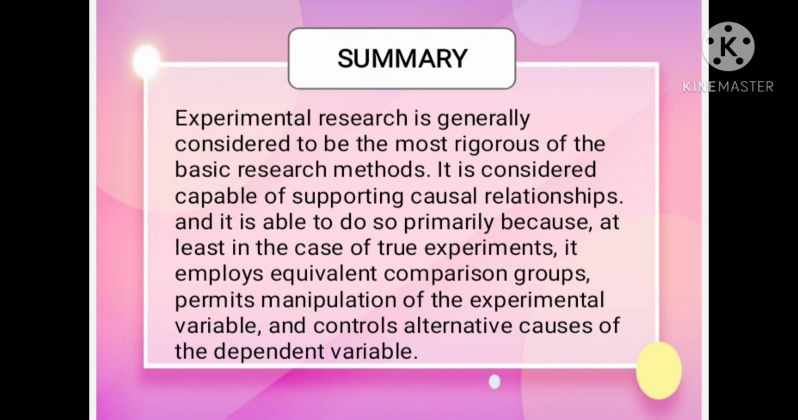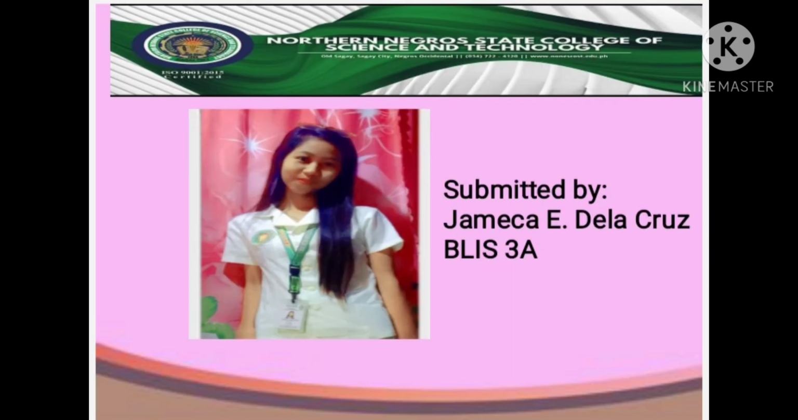We have learned that experimental research is generally considered to be the most rigorous of the basic research methods. It is considered capable of supporting causal relationships, and it is able to do so primarily because, at least in the case of true experiments, it employs equivalent comparison groups, permits manipulation of the experimental variable, and controls alternative causes of the dependent variable. So that would be all.